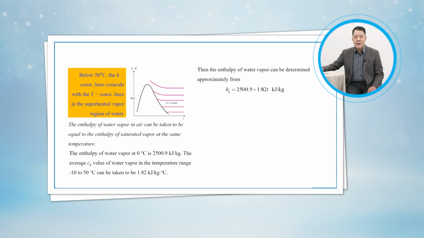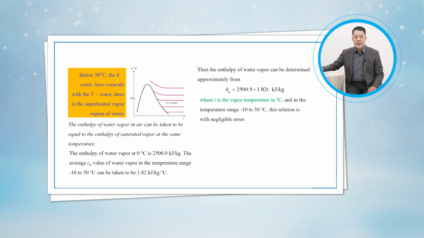Then the enthalpy of water vapor can be determined approximately from this relation, where T is the vapor temperature in degrees centigrade, in the temperature range -10 to 50 degrees centigrade. This relation is with negligible error.